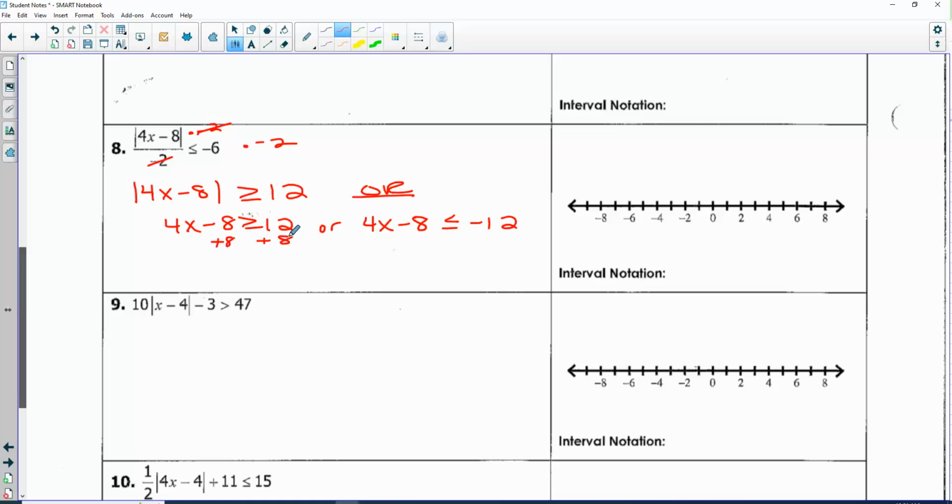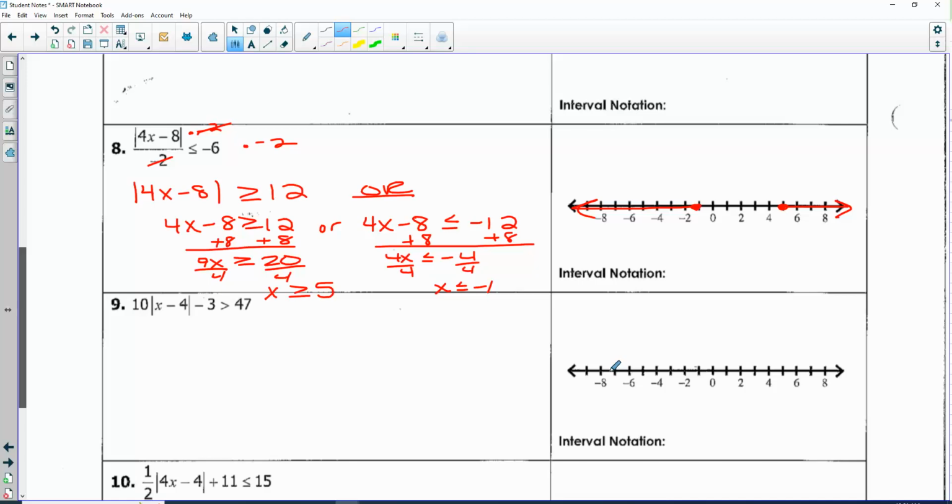Add our 8. Get 4x greater than or equal to 20. Divide by 4. So x is greater than or equal to 5. That's a closed circle at 5 going to the right. This one, if I add my 8, get 4x is less than or equal to negative 4. Divide by 4. So x is less than or equal to negative 1. So that's a closed circle at negative 1 going to the left.